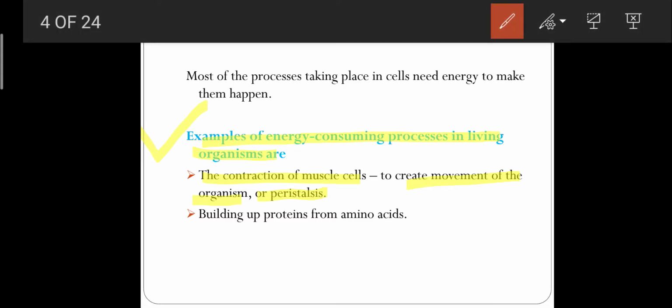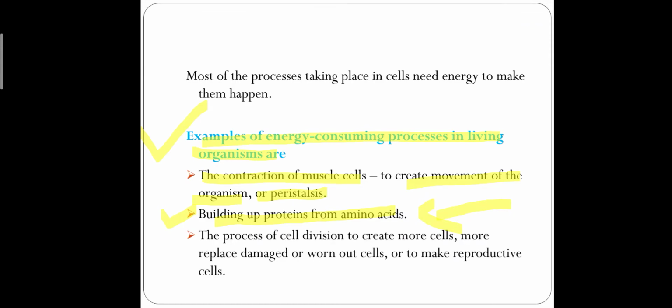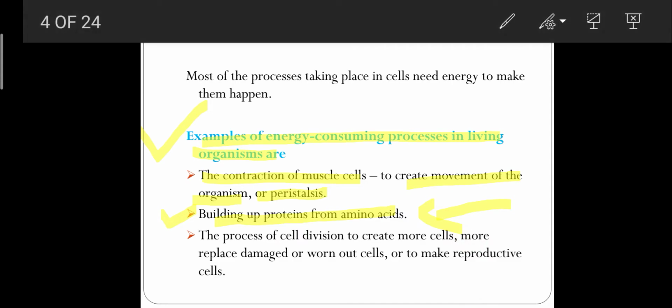The second energy consuming process is the building up of proteins from amino acids. It means synthesis of proteins. The third one is cell division to create more cells. Cell division is a process in which a cell divides and creates more cells, to replace damaged or worn out cells or to make reproductive cells.